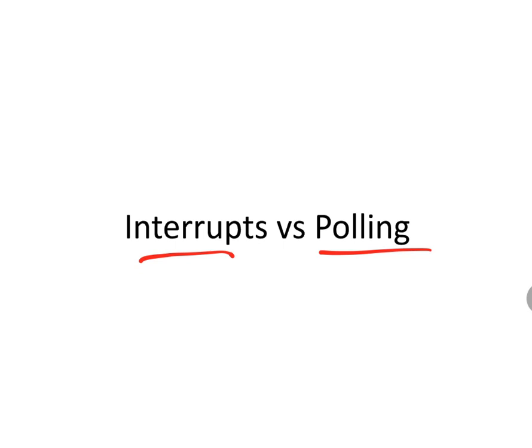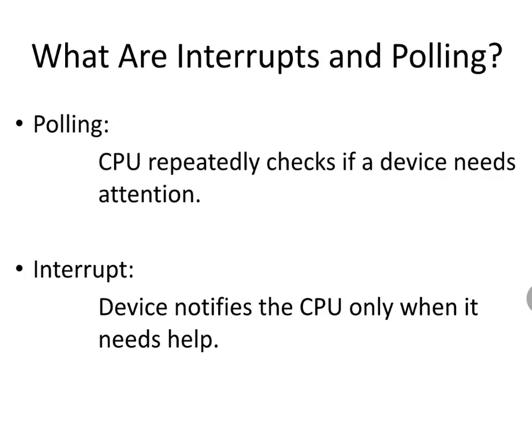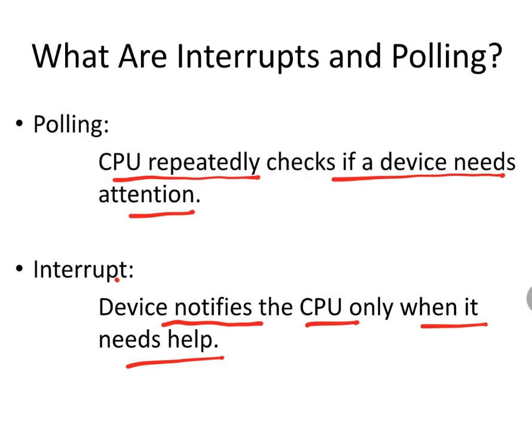Now let us understand this concept deeply. So, polling. In polling, the CPU repeatedly checks if a device needs attention, while in interrupt, the device notifies the CPU only when it needs help. In the real world, polling is like checking your phone every 5 seconds for a message. An interrupt is like you kept your phone aside, and when a message arrives, your phone starts buzzing.